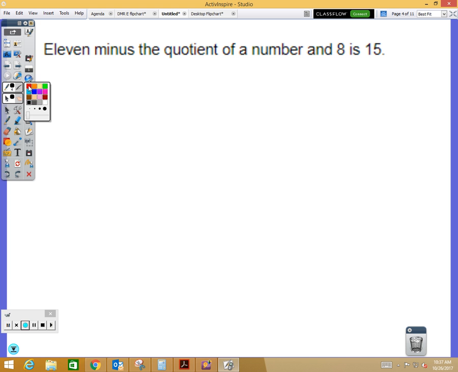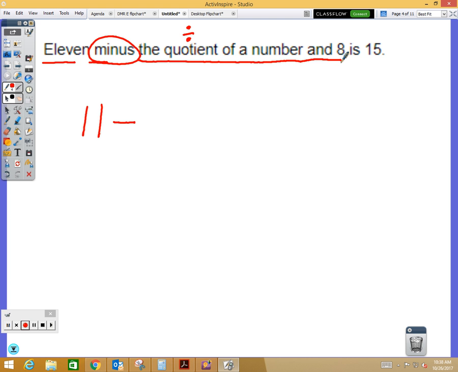Quotient. So this one has the word quotient in it. Quotient is for doing what? Dividing. We're dividing. So 11 minus the quotient of a number and 8. How do you show a quotient of a number and 8? Let's see, I'm going to use n, okay? So the quotient of n and 8. How do I show that? What do you think, Tommy? n divided by 8 is what they mean, right? The quotient of a number and 8 is n divided by 8. And then is 15, equals 15.